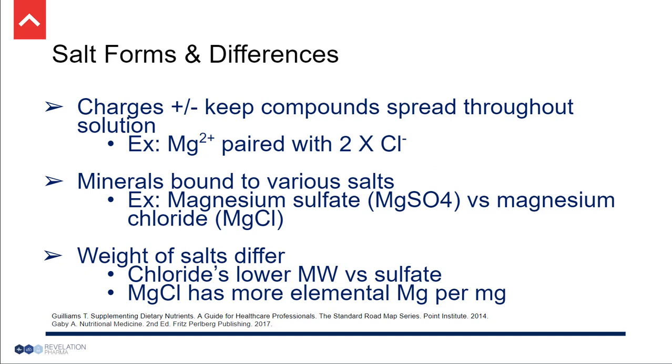But then there's also the weights of the salts that differ. Chloride has a lower molecular weight than sulfate. So if looking at mag chloride versus mag sulfate, the mag chloride, milligram for milligram, would have more elemental magnesium per milligram compared to magnesium sulfate. So that's something to additionally factor in on top of how many milligrams per mL is in this solution.